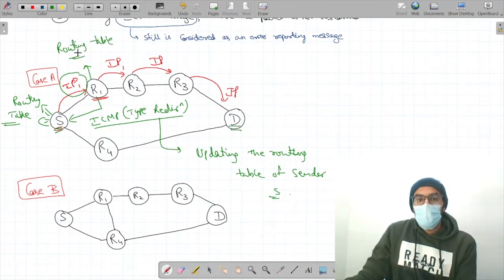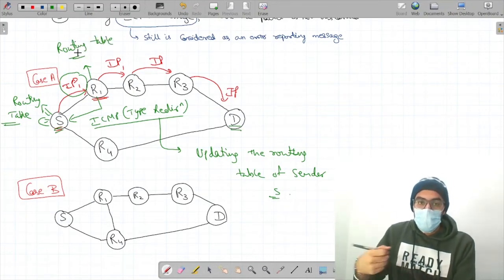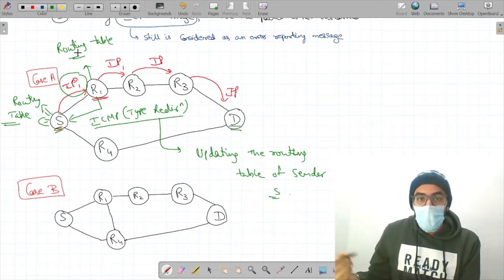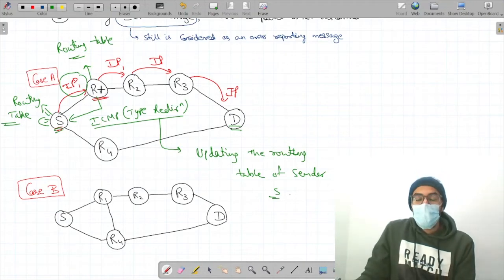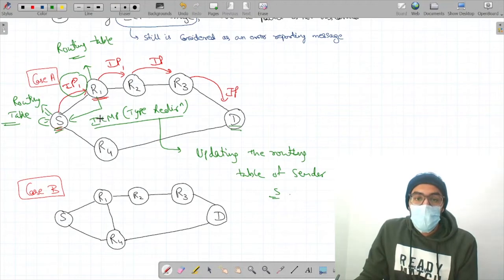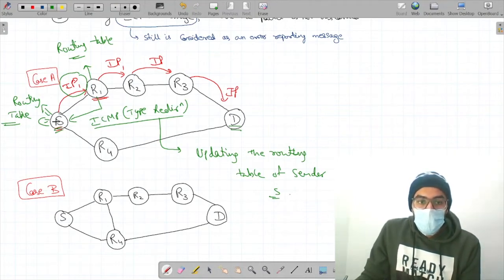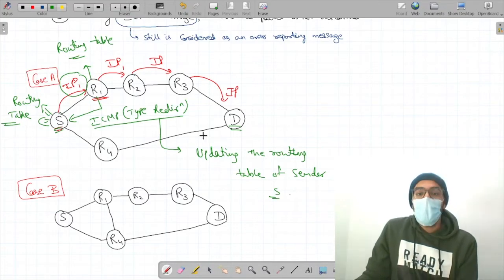This is one of the methods through which router R1 judges that there could be a better way to send the IP packet. And when it finds that there could be a better way, router R1 simply sends an ICMP redirection type message to the sender S, telling it to update its routing table with the better route. The better route is R4 and then D.